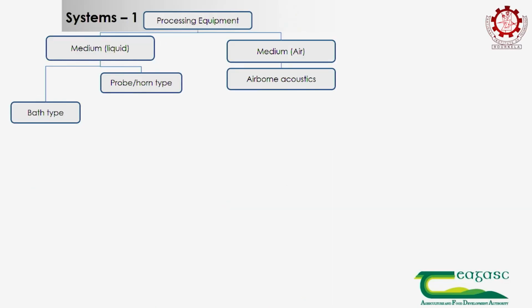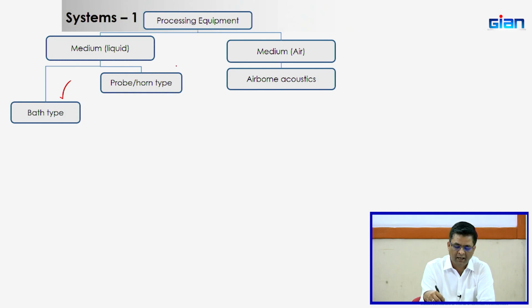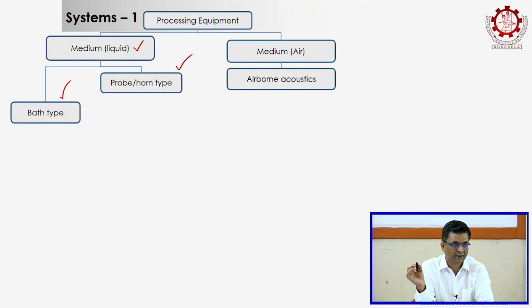Now, if you look at the processing equipment, we already discussed just now the bath type and the probe or horn type. That will need a medium to deliver ultrasound. In the way we are communicating, though it is not ultrasound, it is air which we are using as a medium.